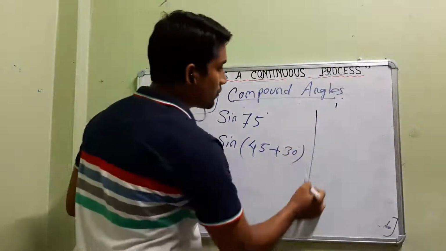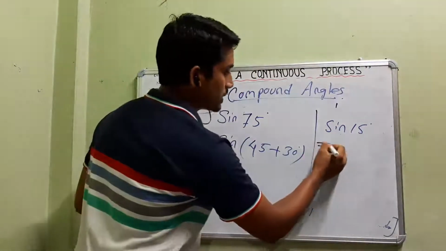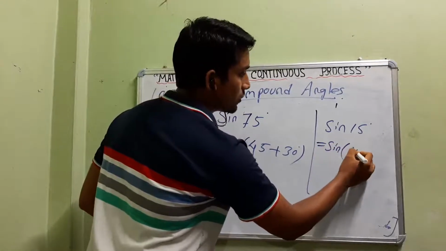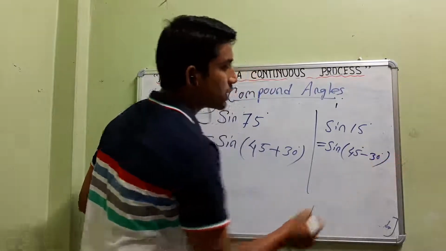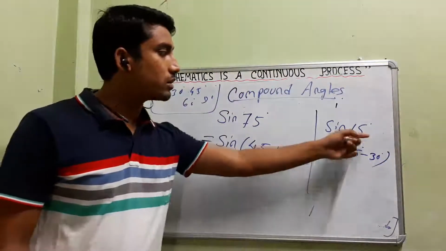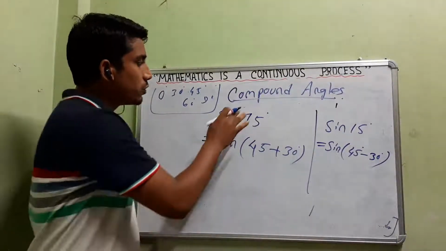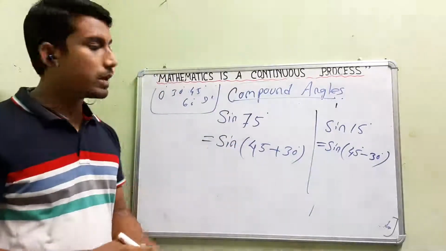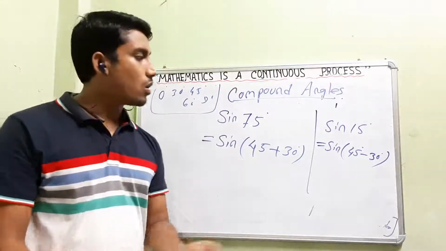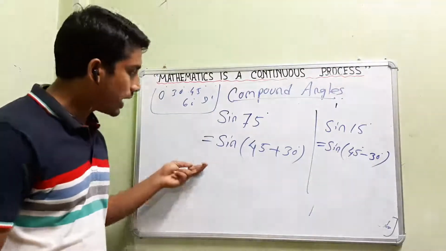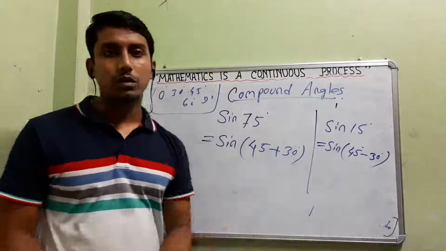Similarly, if I give you sine 15 degree, that also can be written by subtraction. That means 45 degree minus 30 degree. That is also coming under 15 degree. So you will be able to break the angle with respect to some known angles, either in addition or in subtraction. This kind of breaking system is what comes under compound angles.